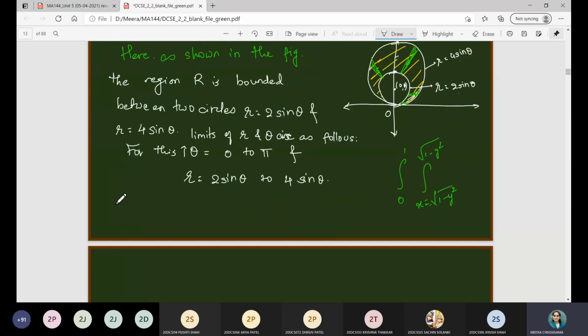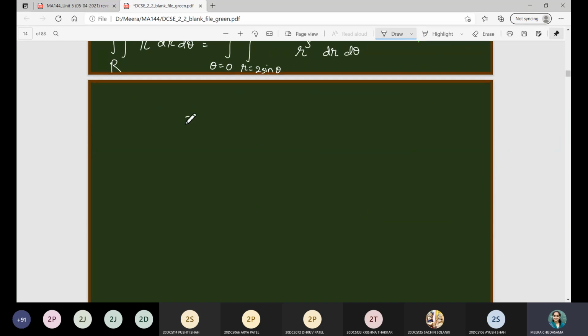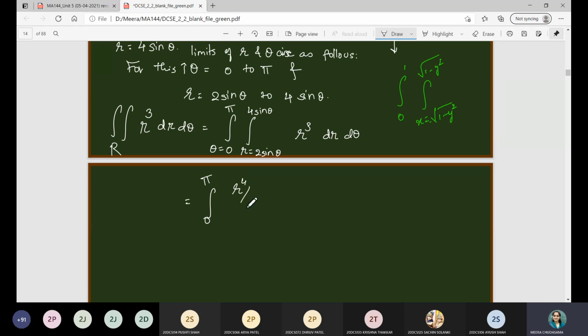So let us substitute these values. So I will write integration over R of r cube dr d theta is equal to integration of the theta limit, that is 0 to pi, the r limit which is from 2 sine theta to 4 sine theta, r cube dr d theta. So that is equal to 0 to pi, integration of r cube is r raised to 4 upon 4, varying from 2 sine theta to 4 sine theta, d theta. So let us substitute this value.